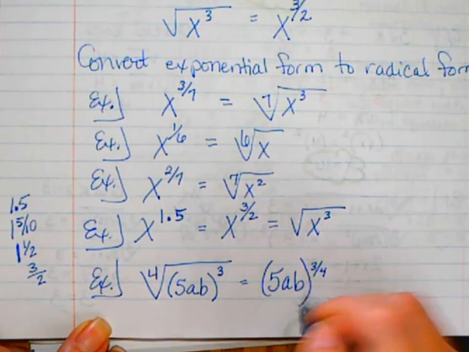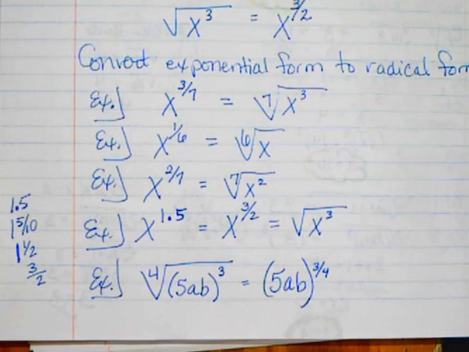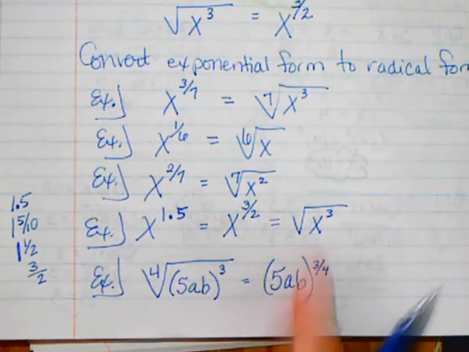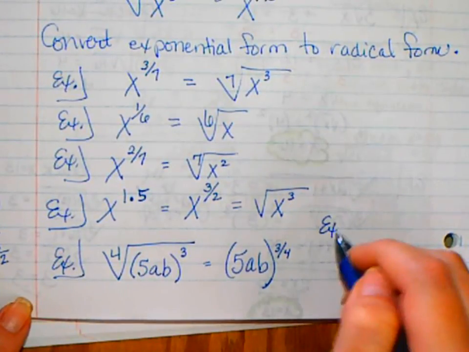Right, I would need parentheses around the 5ab because 5 is being raised to the 3/4 power, a is being raised to the 3/4 power, and b is being raised to the 3/4 power. So the parentheses are very important. If we didn't have the parentheses, only b would be raised to the 3/4 power. Which leads me to a problem such as this.